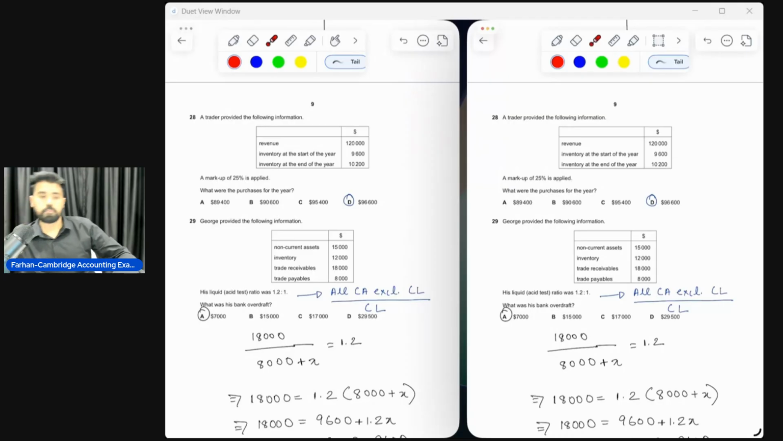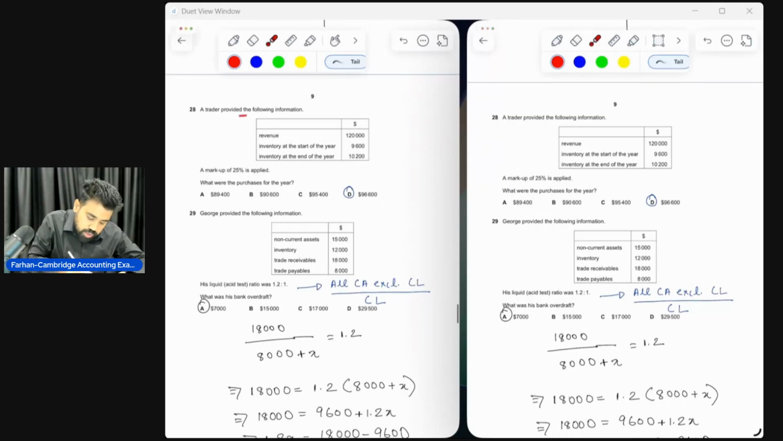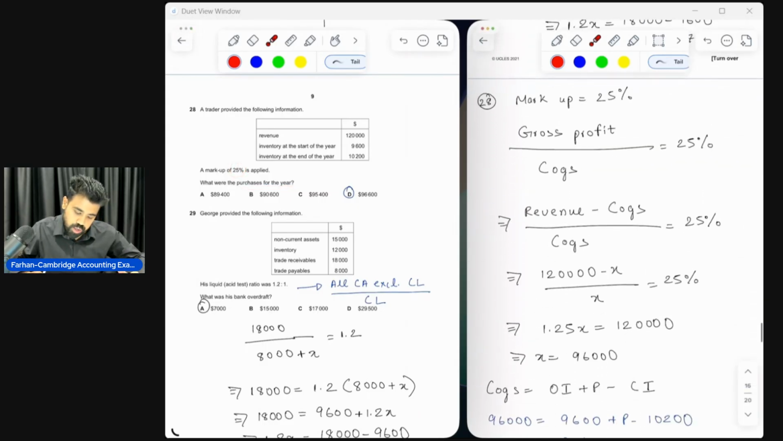Okay. All right, so let's start with question 28. A trader provided the following information. A markup of 25% is applied. What were the purchases for the year? All right, so markup is given to us at 25%, and the markup is calculated as the gross profit divided by cost of goods sold. So gross profit divided by cost of goods sold is given at 25%.